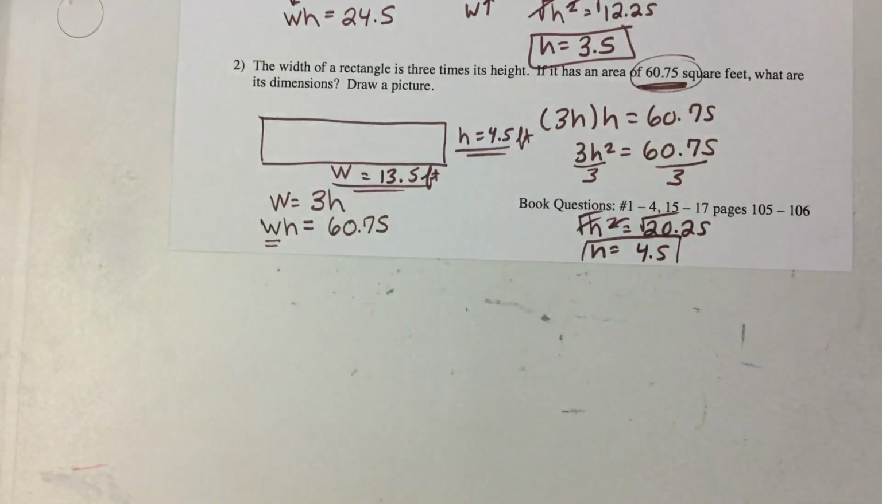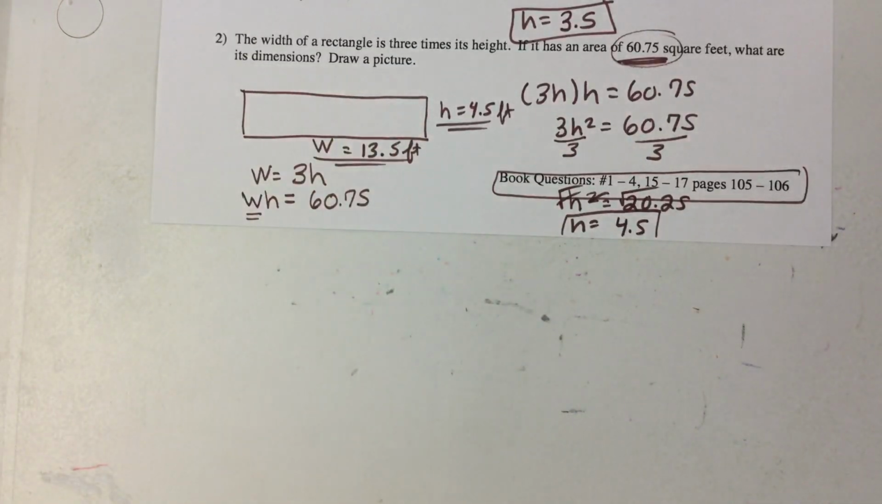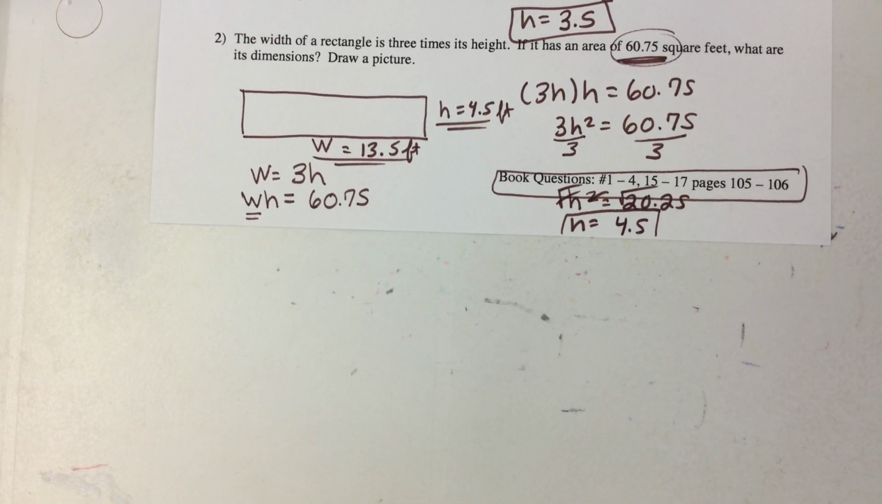So those are the 2 ideas for the day. Your book assignment, you're going to go on to pages 105 and 106 in the textbook and do 1 through 4, and then jump ahead and go 15 to 17.